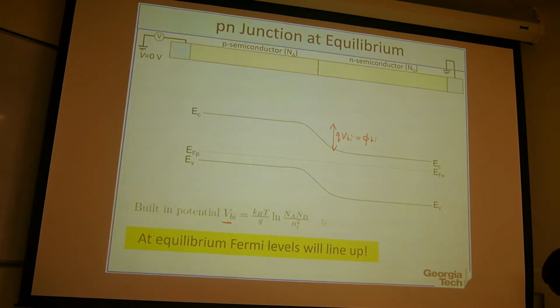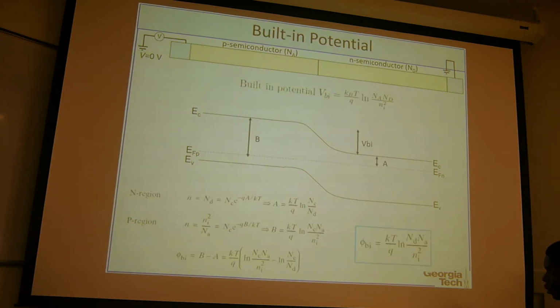We can derive this in the next slide. It depends on the doping densities, Na and Nd. How much is this barrier? You can see we have a single Fermi level EF, and we can look at the distance from the Fermi level to the conduction band edge EC. For the N-type, this distance, let's call it A, and for the P-type, we have the distance B.